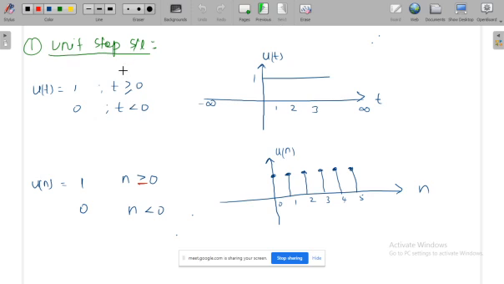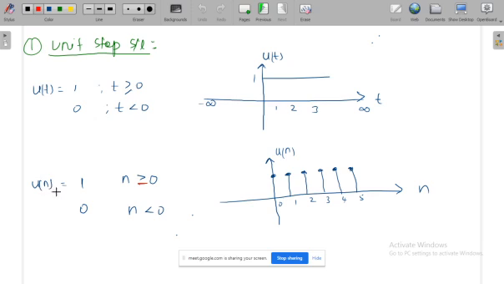Unit step signal. Okay, for unit step signal, u of t is equal to 1 when t is greater than or equal to 0, and it is 0 when t is less than 0. So when t is in between 0 to infinite, then you are having value 1. In all other cases, the value is 0. And again, mathematically, sometimes they may not give you the equality sign, because in the continuous domain there is no meaning for equality sign. Okay, so it may be t greater than 0 also.